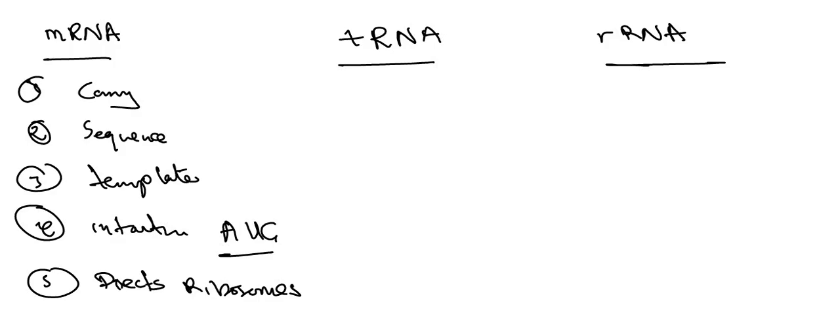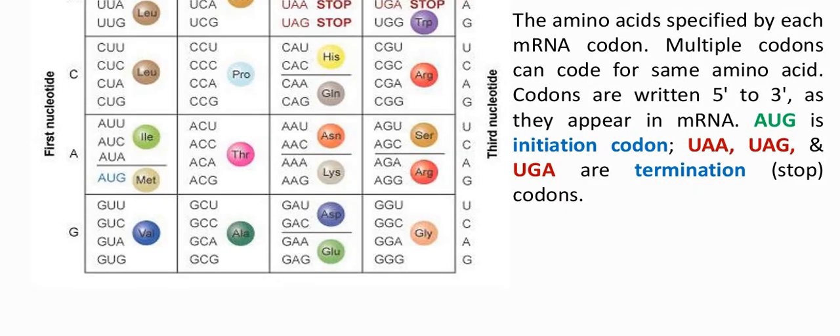Then when it comes to transfer RNA, before we talk about the next one, remember we said AUG is the initiation codon, then UAA, UAG, or UGA. These are termination or rather stop codons. You have to know this. They like asking them when it comes to multiple choice questions.